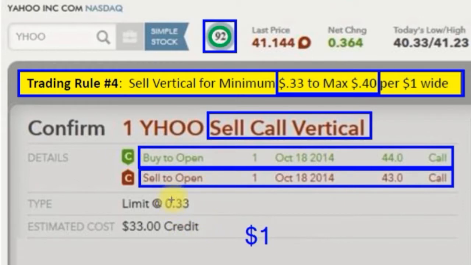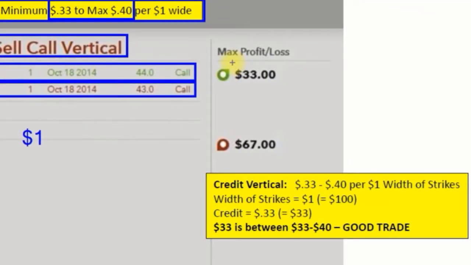Well, if you see over here, when I sell this, I'm selling it for 33 cents, which of course we know is $33. We all learned the rules about times 100. But that meets our rules. 33 cents, 33 cents. That's the minimum amount of money we're willing to sell a $1 wide call vertical for. And if you look over here, of course, you know the most you can make when you sell any kind of option is what you sell it for. So if we sell it for 33 bucks, it's the most we can make, which means the most we can lose is $67. And why is that?